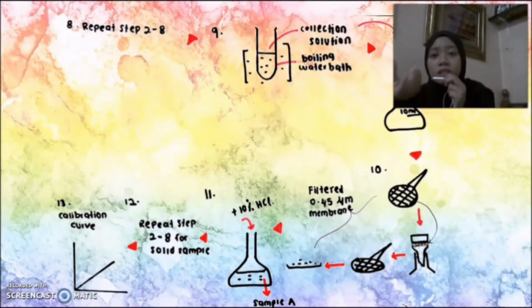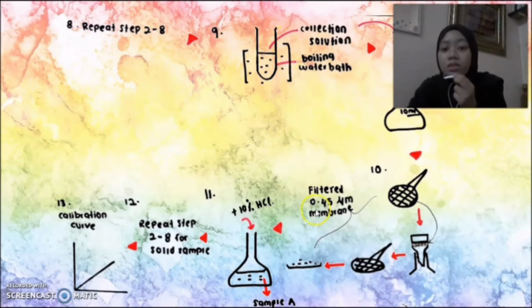Next, the solution that we get from filtering, we dry it using a boiling water bath, and then we filter with a 0.45 micrometer membrane. As you can see, this is the filter membrane. What we need to take is the precipitate. And then we move to sample A, the first step we did just now, and we add 10% HCl, and we repeat step 2 until step 8 for the solid sample.